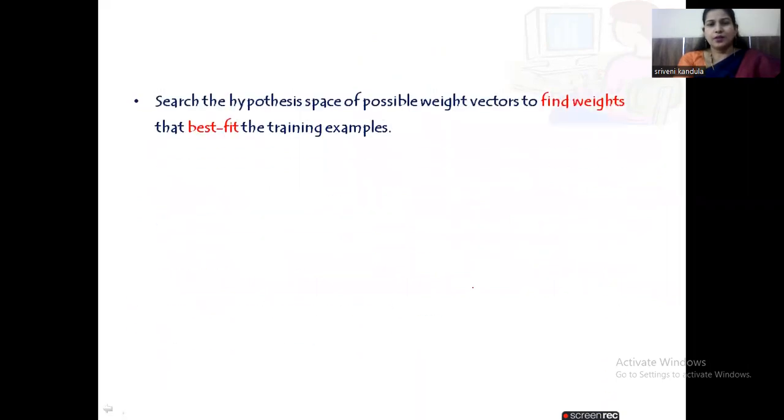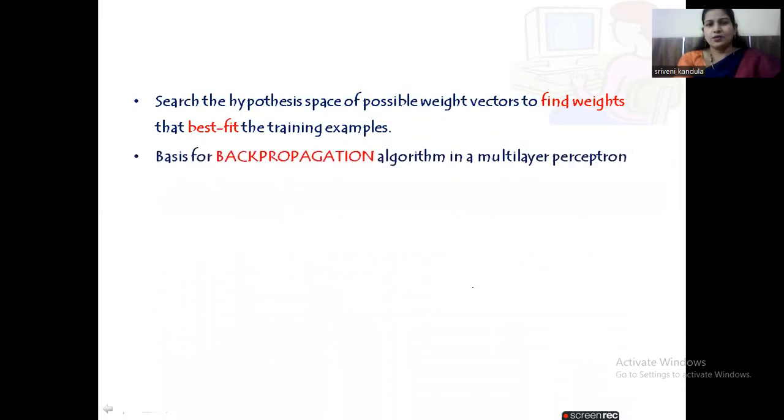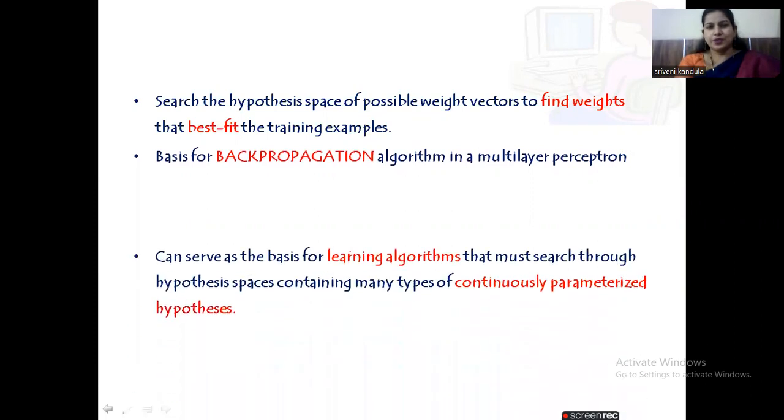So from this, what can we say? Now we are trying to search the hypothesis space of possible weight vectors to find the weights that best fit the training examples. Okay, so we are not simply finding the weights, but we are trying to find weights which are best fitting the training examples. And this is the basis for the back propagation algorithm in multi-layer perceptron. So without this gradient descent, the back propagation algorithm we cannot implement. So it is like part of this back propagation.